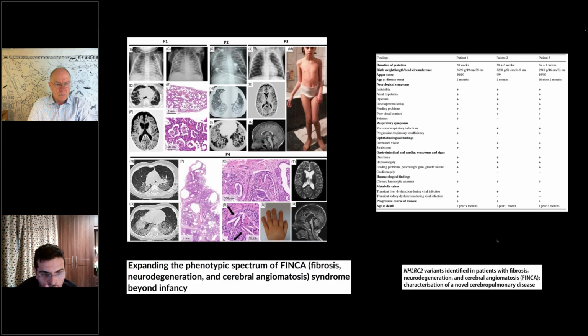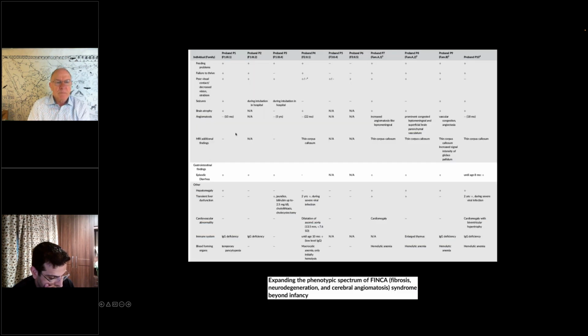So it stands for fibrosis, neurodegeneration, and cerebral angiomatosis. The scans were non-contrast. We could not appreciate any angiomatosis, and the literature has mentioned, at least on the imaging findings, the main findings are only in the corpus callosum. They have mentioned it as thin corpus callosum. Only one patient they have mentioned changes of increased signal in the globus pallidus. No images are being presented in this paper.